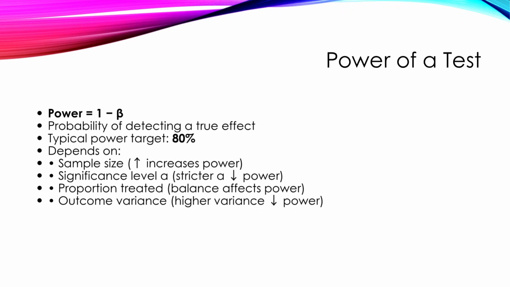But now let's take a look at the factors affecting the power of a test. Well, first is the sample size, n. The larger the sample, the higher the power. Then we have the significance level, alpha. A smaller alpha, so stricter threshold for rejection, reduces power. And then we have the proportion treated, p. So power is affected by how the sample is split between the treatment and control groups. And then we have the variance of the outcome, the standard error squared. So higher variance in the data, not due to the program, reduces power.